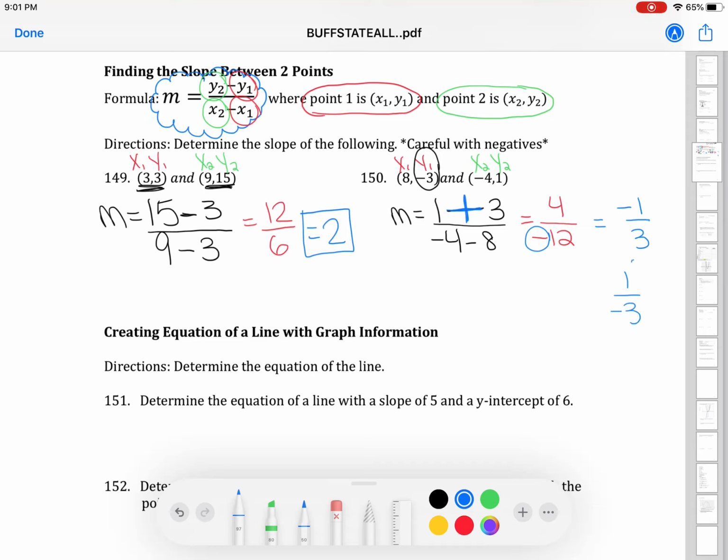That negative on the bottom can stay on the bottom. You could write it as 1 over negative 3. That's also correct. But typically when you see a fraction, the negative is written on top. So just try and get in that habit. It's not a big deal if you don't. It's still correct.